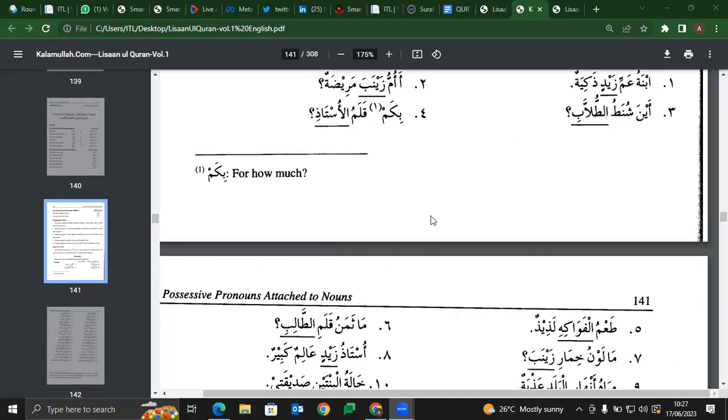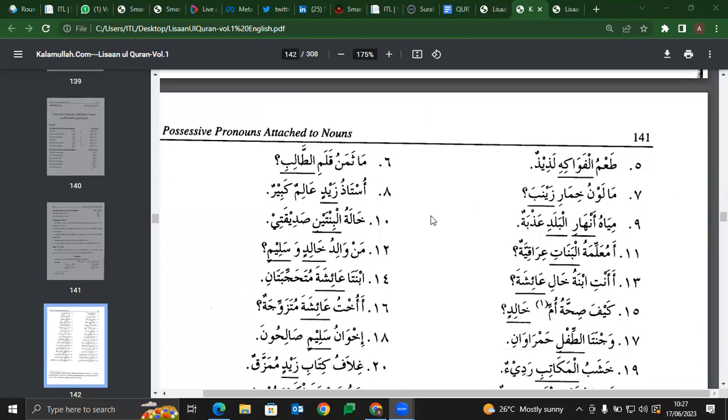Fifth will be ta'amul fawakihi lazizun. The ta'amu is food. Again, if we divide, ta'amu is mudaf, fawakihi is mudaf ilayhi.